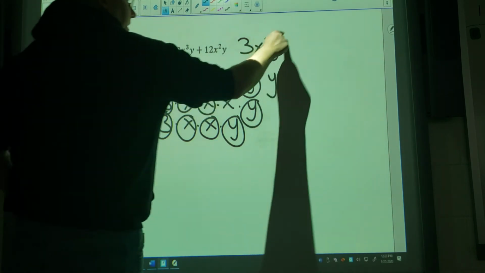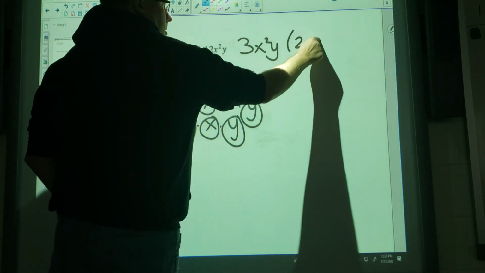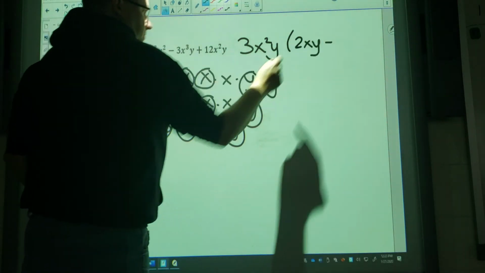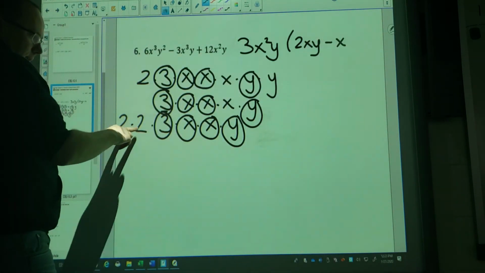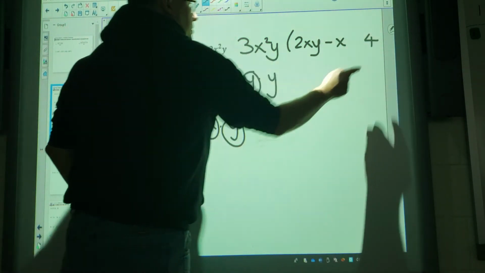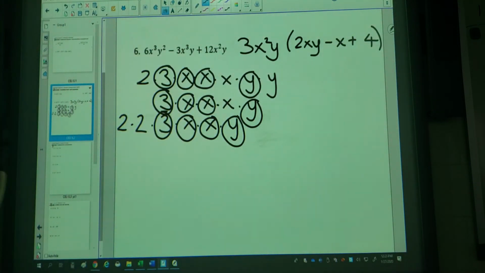As the question said factor, let's look at what we did not circle. 2xy. Question says minus here. I did not circle an x, so put x. And I didn't circle two 2's, which is 4, and this one says plus. And that's how you go ahead and factor.